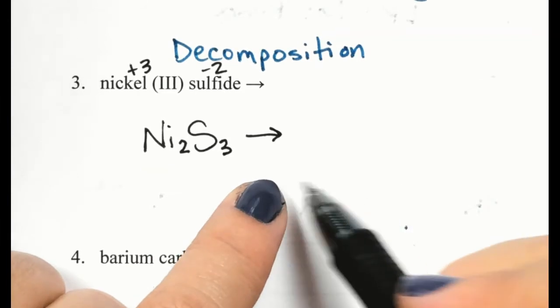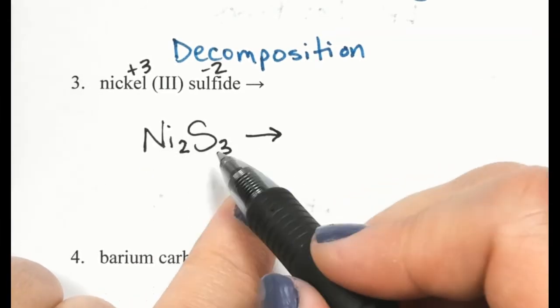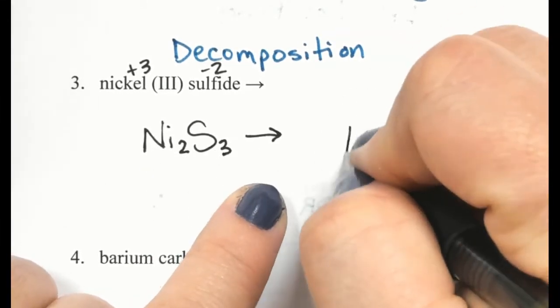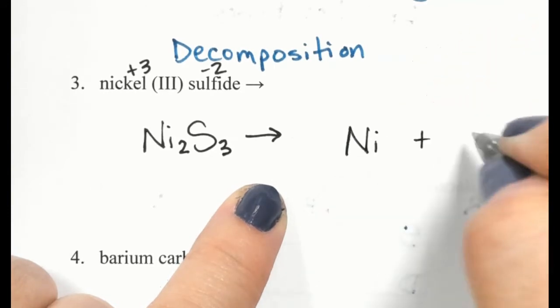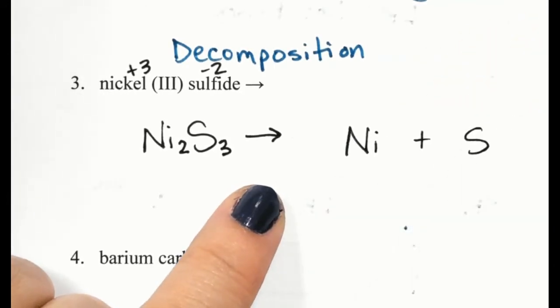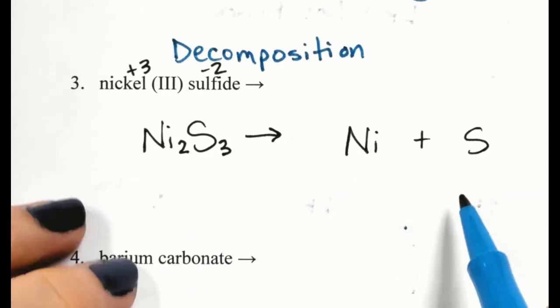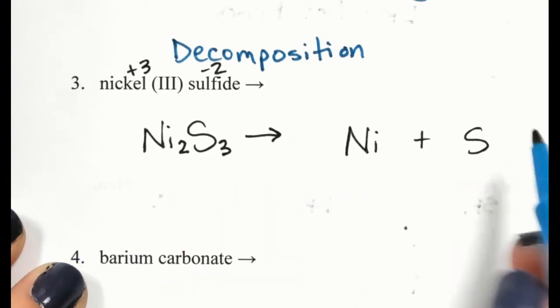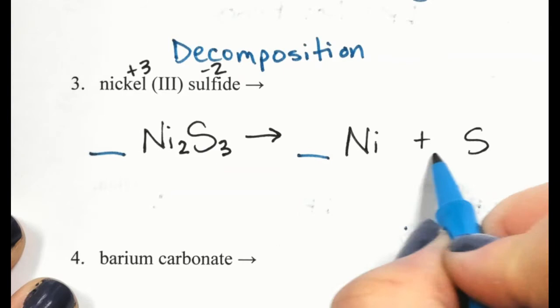And so in a decomposition, the only thing you can do is break these two elements apart from one another. So it's going to be nickel plus sulfur. Neither one of these are a diatomic, so they do not get little 2 subscripts. Next, I'm going to balance my coefficients.